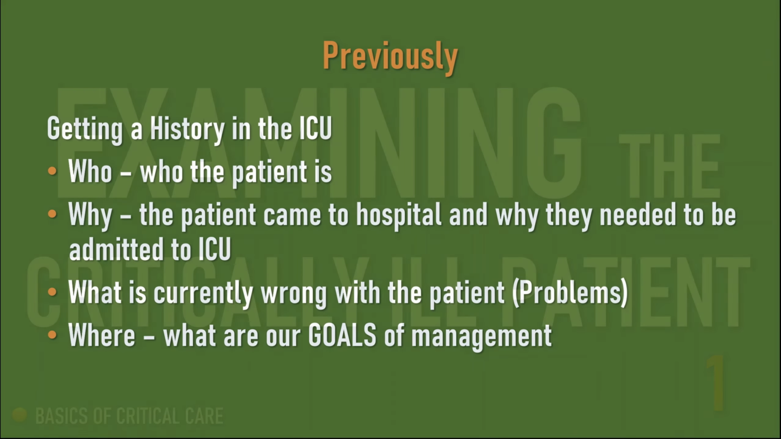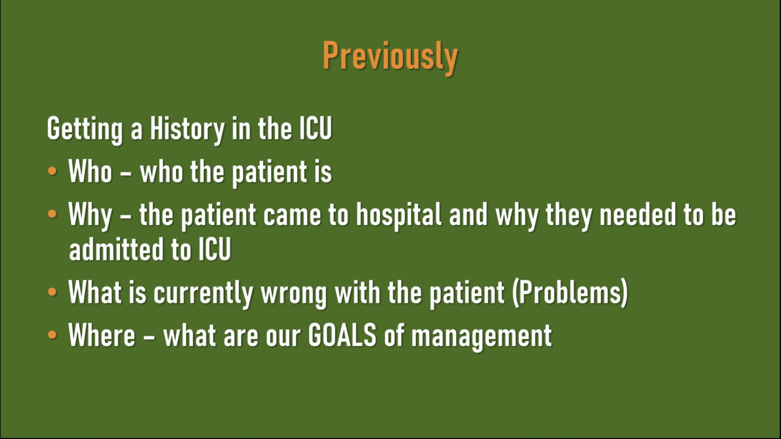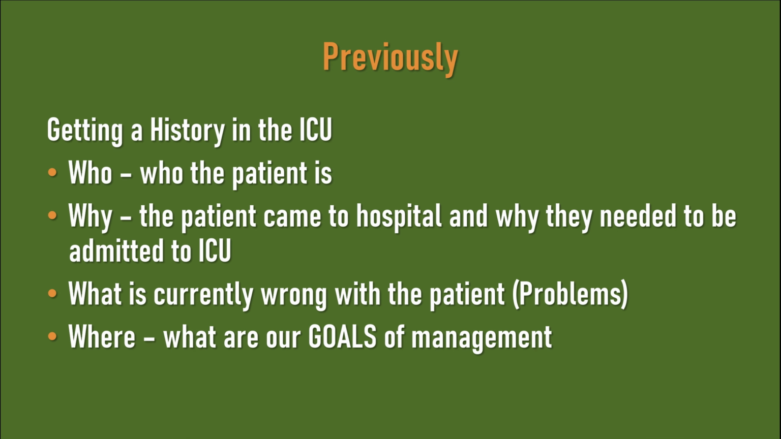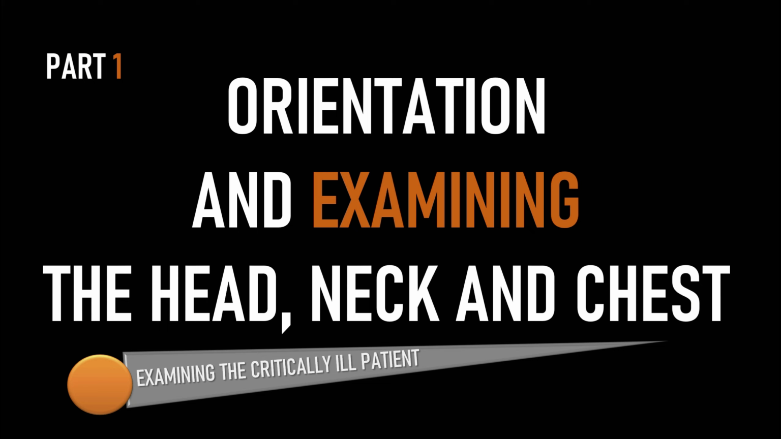Welcome back. In the previous discussion, I talked about how you can get a history from an ICU patient who can't give you a history. There are 4 W's. Who is the patient? Why did the patient come to the hospital, and why do they need to go to the ICU? What is currently wrong with the patient? The formation of a problem list. And where are we going? What are our goals for this patient's management? Part 1. Orientation and examining the head, neck, and chest.